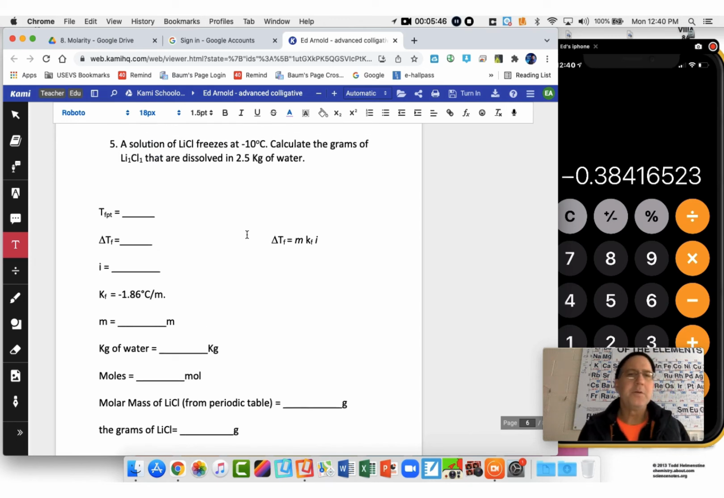All right, a solution of LiI freezes at 10 degrees Celsius. Freezes, so I meant freezing again, right? Maybe I should do number 6, so I do a boiling one.